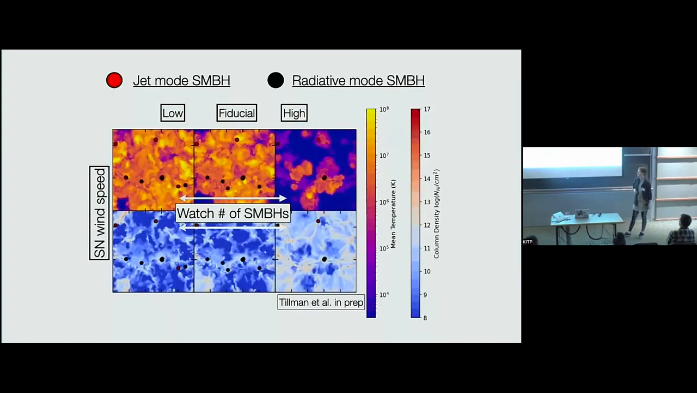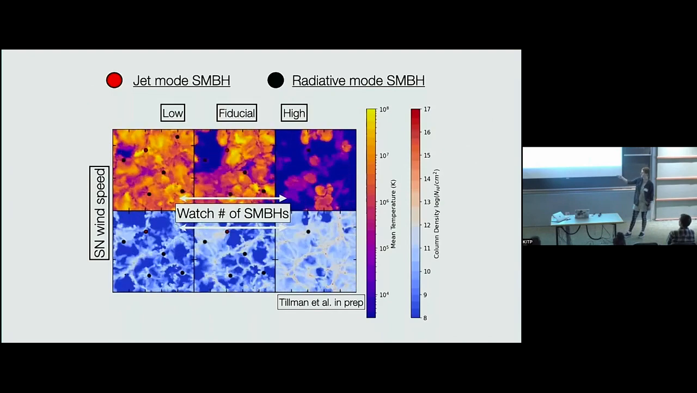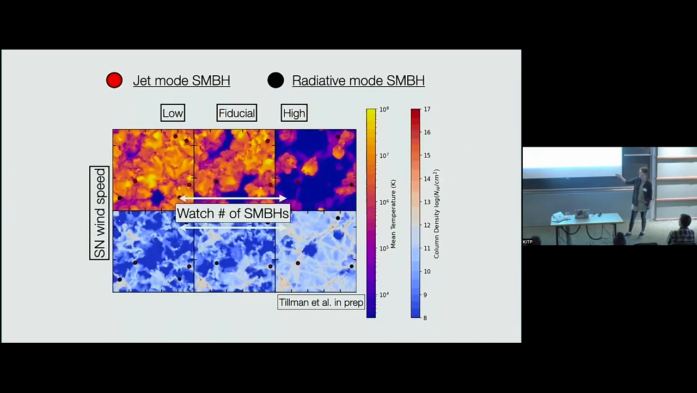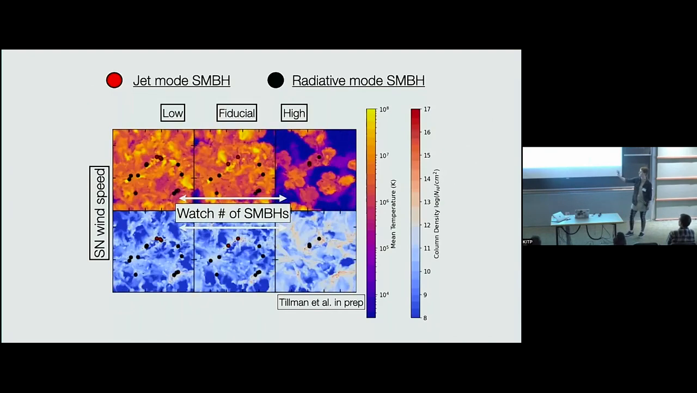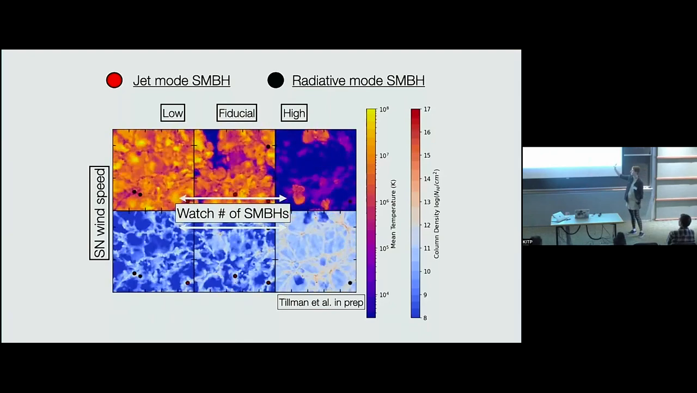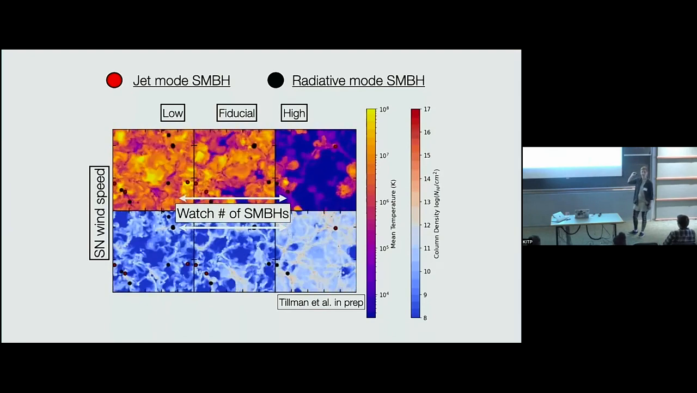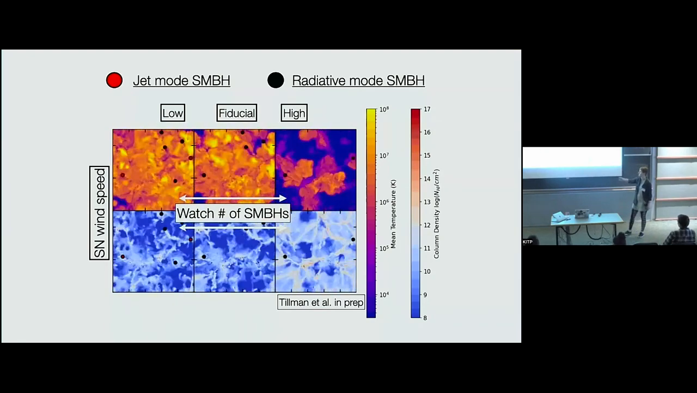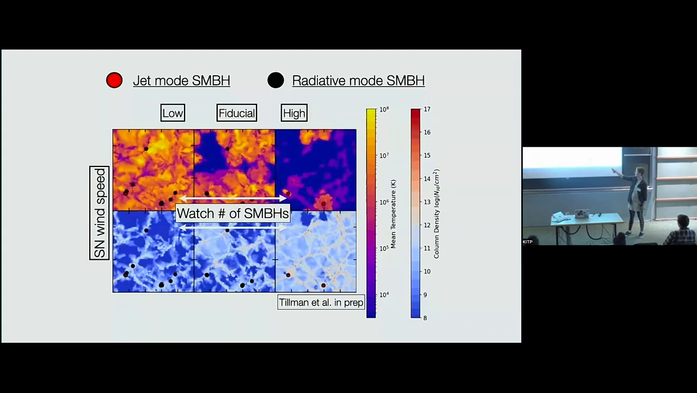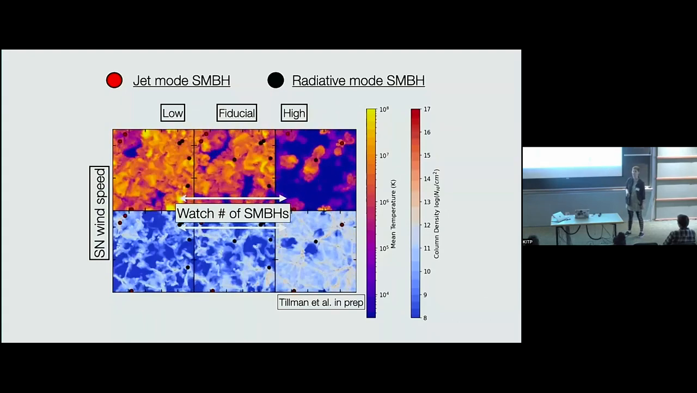So, another little movie. If you look, the black dots and the red dots are the supermassive black holes. As you go to the right and increase the wind speed, you can really see that the number of black holes in the simulation is decreased. And that is what causes this very dramatic reduction in heating from the AGN jets.